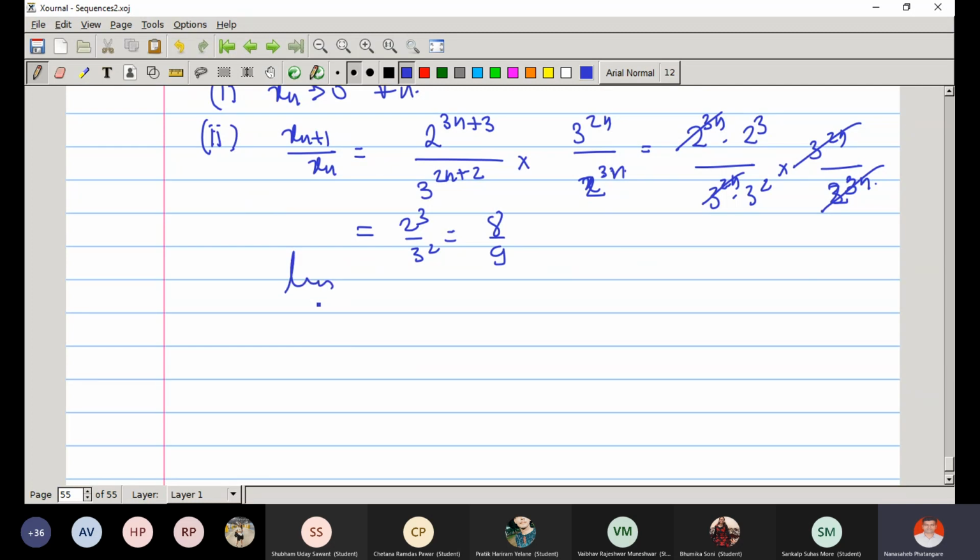And therefore, what is the limit of Xn plus 1 upon Xn? What is the limit? It is 8 by 9, which is less than 1. Can I conclude that the limit of Xn is 0 by the ratio test? Yes, sir.